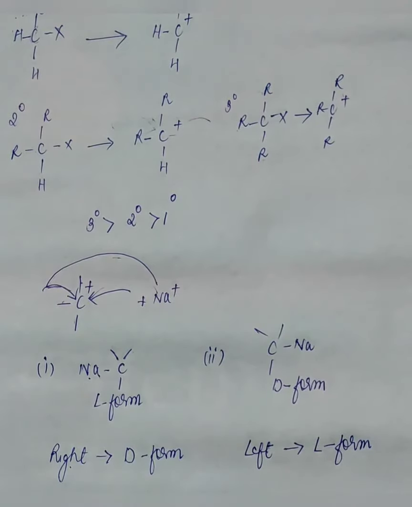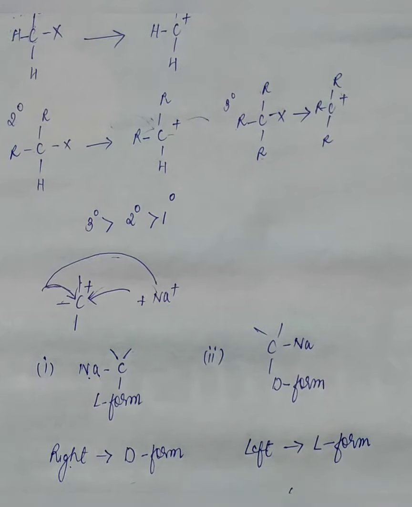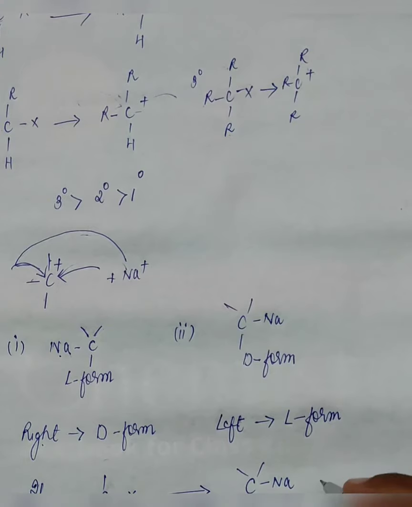Now our next criterion is that if our reactant having the halogen has the halogen placed on the right hand side, it is the D-form. Now after attack of the nucleophile, if the product formed is also the D-form, that means the attack happened from the front, then it is said to be retention of configuration.